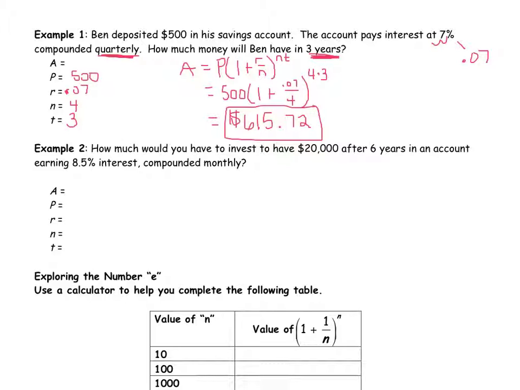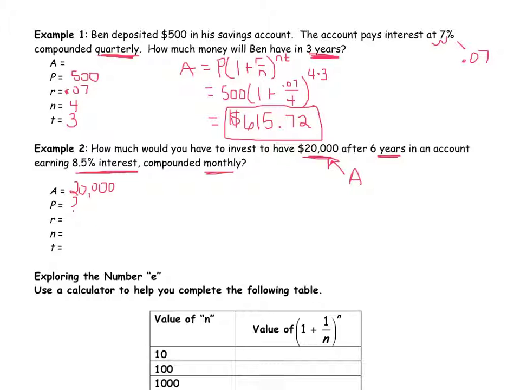Okay, in this next problem, example 2, how much would you have to invest to have $20,000 after 6 years in an account earning 8.5% interest that is compounded monthly? So one thing I want you to notice about this problem is it says how much would you have to invest to have $20,000. So $20,000 is not what you're investing. That's what you're going to have after 6 years. Okay, so that's going to be your A. And then P is what we're trying to find. That's what we want to know, how much would you invest initially.